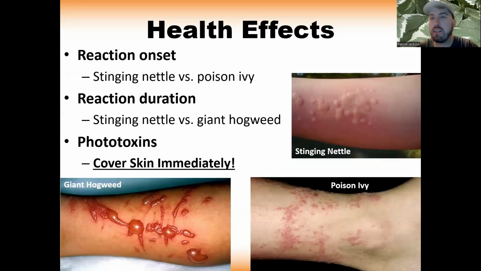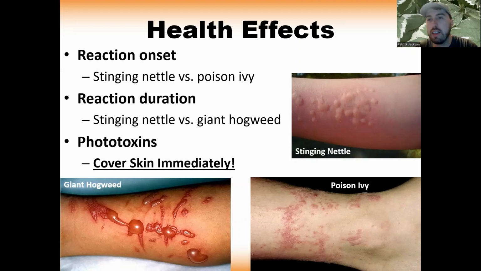Some of the health effects vary depending on the species. We've already discussed this a little bit, but the reaction onset can be very different depending on the species. Stinging nettle is almost immediate for most people. So if you walk through it, you're going to know you walked through it. Poison ivy is going to be quite delayed. So you could walk through it, go home, and the next morning you wake up with a rash. So that's where hand washing comes into effect. If you wash yourself really well, you wash your equipment, oftentimes you can help prevent a really bad poison ivy reaction.